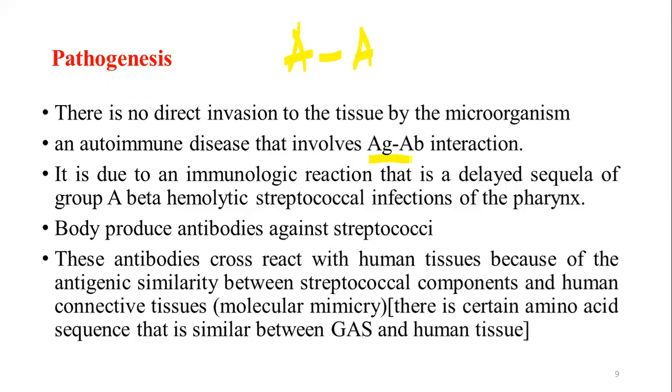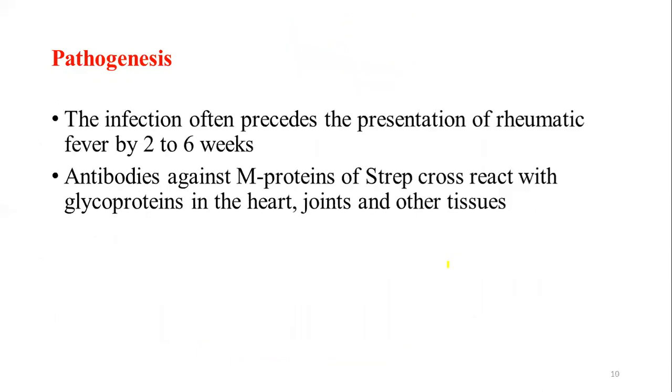Then the antibodies can cross-react when the body is developing antibodies to the cellular component of the microorganism. The antibodies can actually cross-react with the human tissues because of antigenic similarity between the streptococcal component and the human connective tissues. We call it molecular mimicry. This molecular mimicry is because of similarities in amino acid sequence between the group A strep and the human tissue. So because of this molecular mimicry, there is a possibility of cross-reactivity.